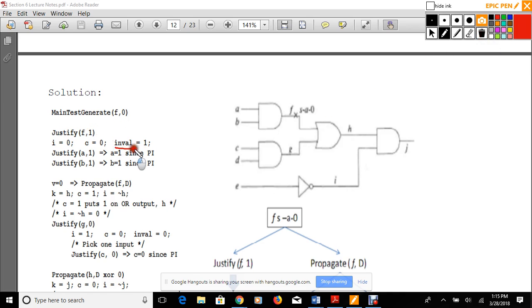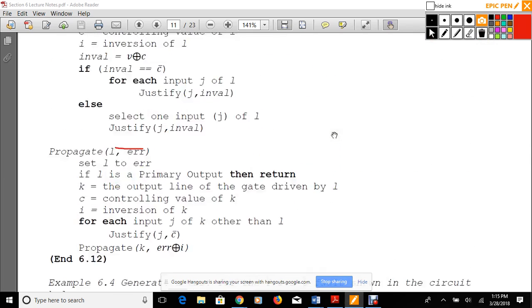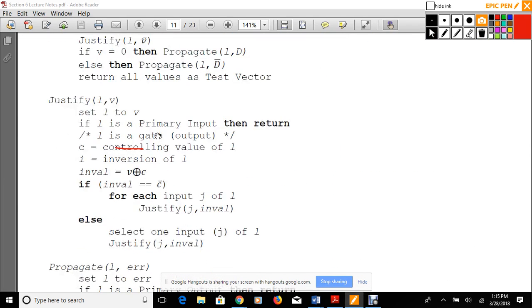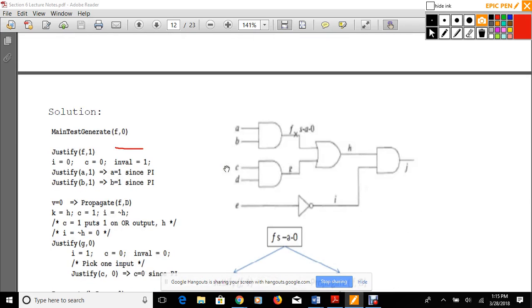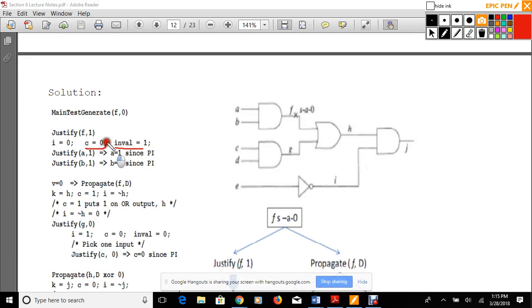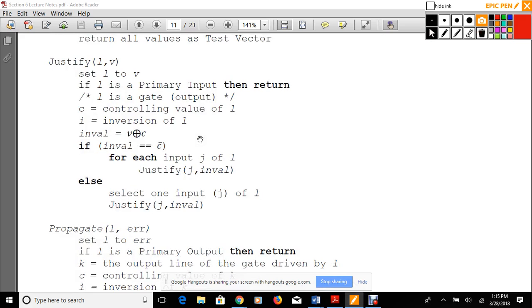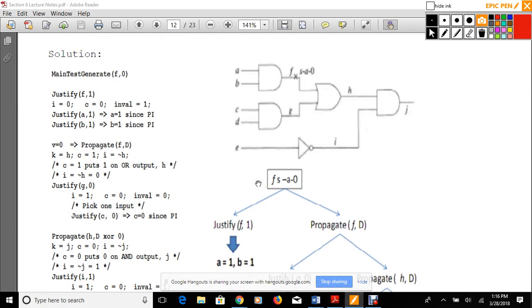And so we check, does inval equal C bar? So is it the opposite of the controlling line? And it is. Since it does, for each input J, we want to run J and then inval. So what we're doing here is that we're then going to run B. So we're running the previous gates. Since it's inversion, we want to make sure that we're getting all of the controlling signals of this previous gate.